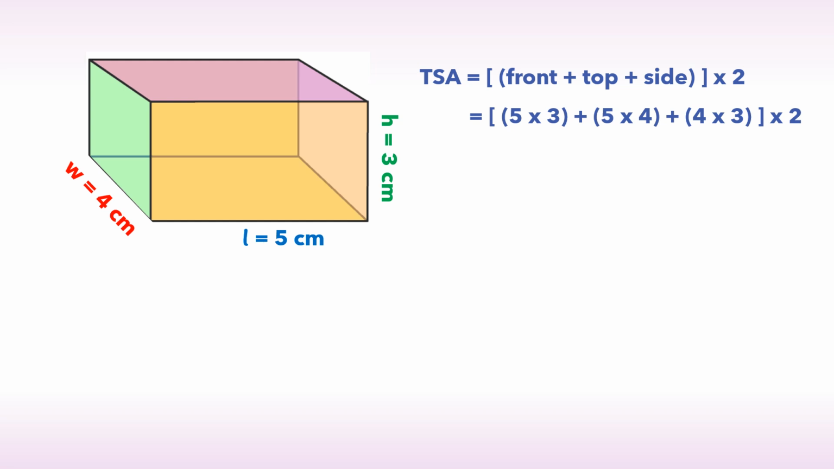So 5 times 3 is 15, 5 times 4 is 20, and 3 times 4 is 12. We put that in brackets and we say times 2. We add all that together, we get 47 times 2, and then your answer is 94 square units.